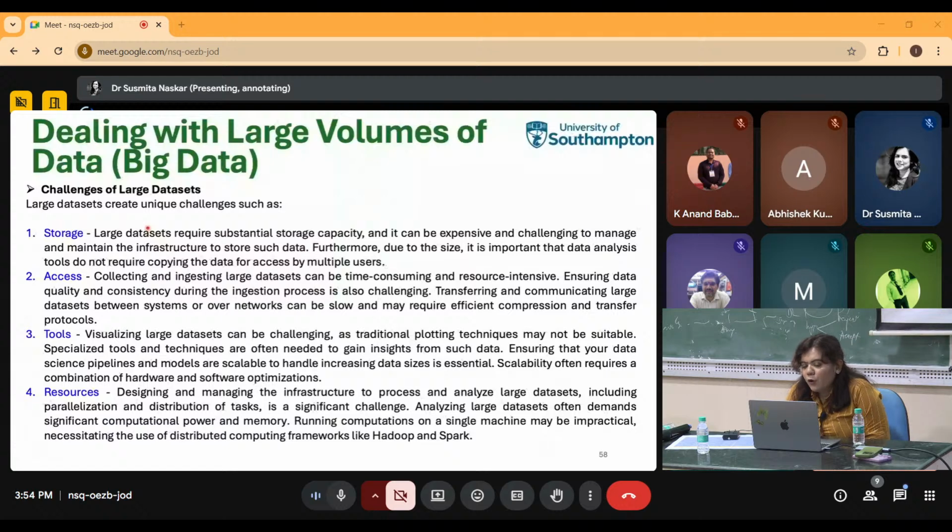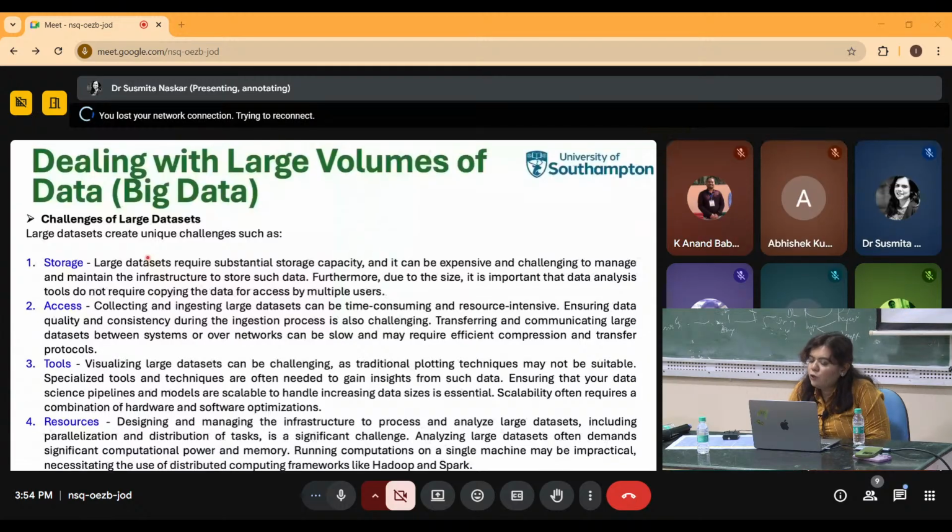Another important challenge when we talk about big data is access to the data. Collecting and integrating large data sets can be resource intensive and time consuming. Ensuring data quality and consistency during transfer between systems or across the network is also very challenging. Compression and efficient transfer protocols are critical to address these issues as well.